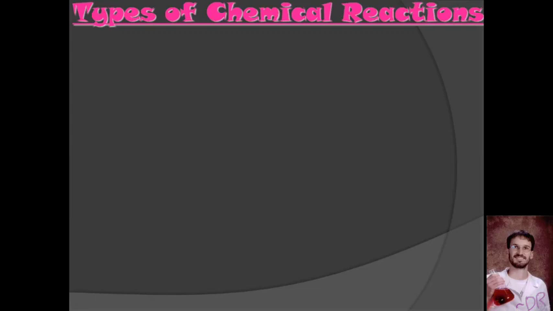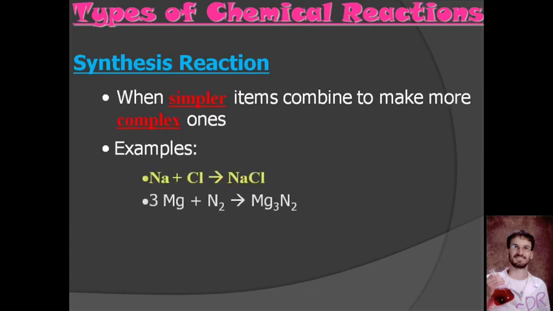So what are the four kinds of chemical reactions? Well, one of them is called a synthesis reaction, and a synthesis reaction occurs when simple items combine to make more complex items. So one good example would be sodium combining with chlorine to make sodium chloride, or salt. Another one would be, and this is a more balanced chemical equation here, well, I mean this one's balanced too, but this one actually has some coefficients. If we combine magnesium with nitrogen gas, we can get magnesium nitrate.